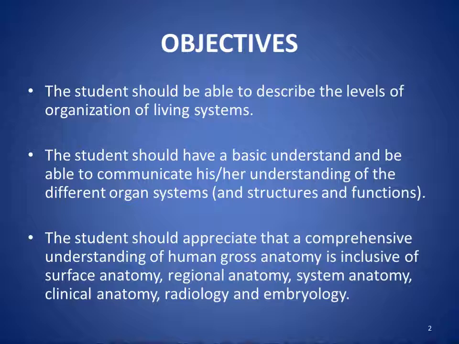After completing this module, you should be able to describe the levels of organization of living systems. You should also have a basic understanding and be able to communicate this understanding of the different organ systems within the human body and their structures and functions. And you should appreciate that a comprehensive understanding of human gross anatomy is also inclusive of surface anatomy, regional anatomy, system anatomy, clinical anatomy, as well as radiology and embryology.